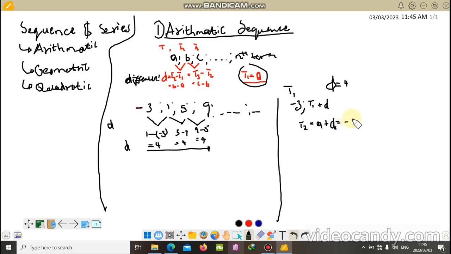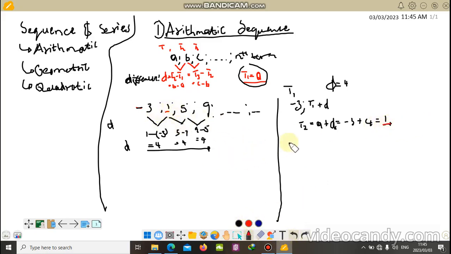In our case, term 2 is negative 3 plus D. What is D? It's 4. So term 2 equals negative 3 plus 4 equals 1. See? So term 2 equals 1, and that 1 is that 1. I'm just showing you that you can actually get it like that. So term 2 equals 1. There we go, we have it there.